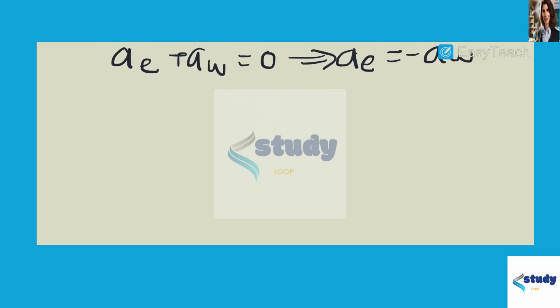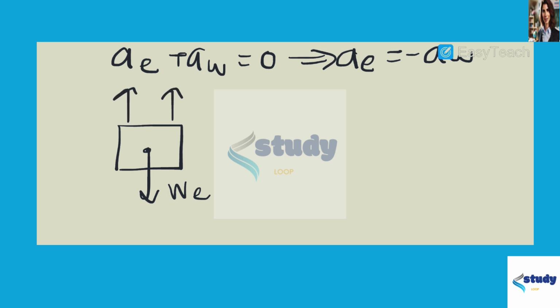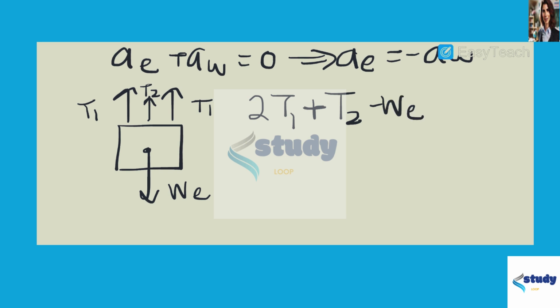Now I'm going to draw a free body diagram of the elevator. We see that there is a weight force, and there are 3 tension forces: 2 tension forces which are the same, and we're going to call them T1, and then a middle tension force, which we're going to call T2. If we draw this and write out Newton's second law, we see that 2T1 plus T2 minus the weight is equal to MAE.